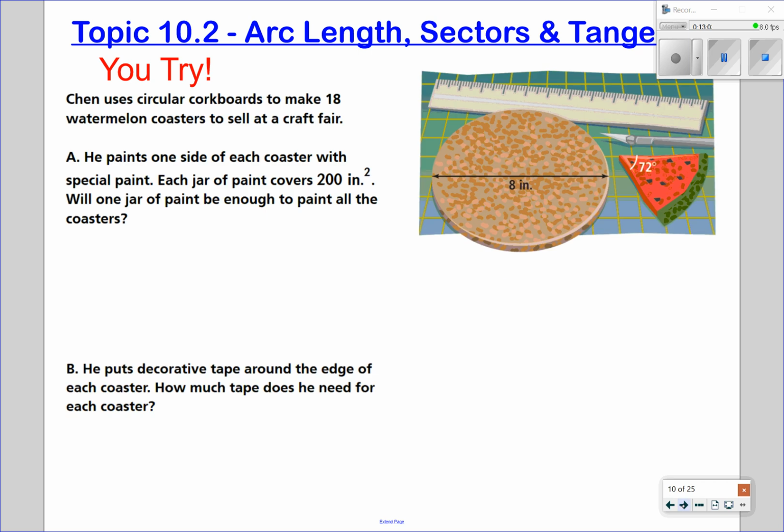Okay, let's try this one. I'm just going to set you up real quick before you get started. It says Chen uses circular corkboard to make 18 watermelon coasters. Notice they only show you one corkboard and they show you what one coaster looks like. He's going to make 18 of these.